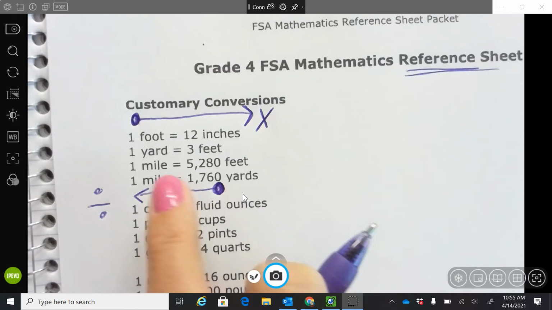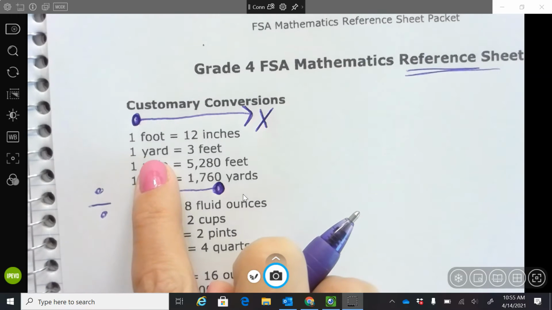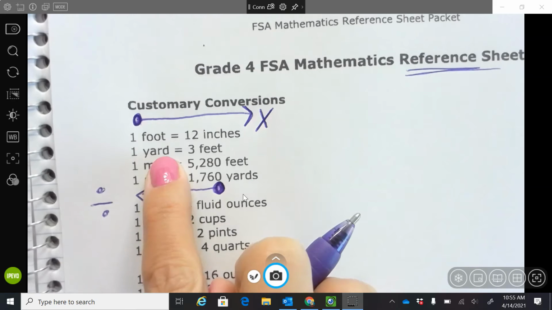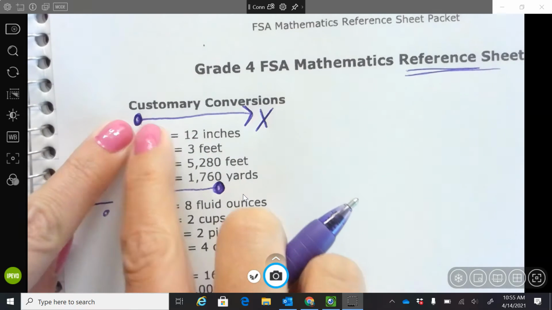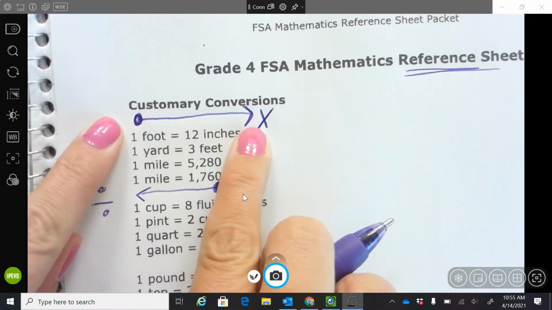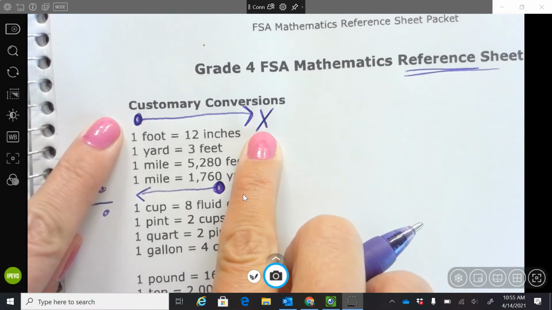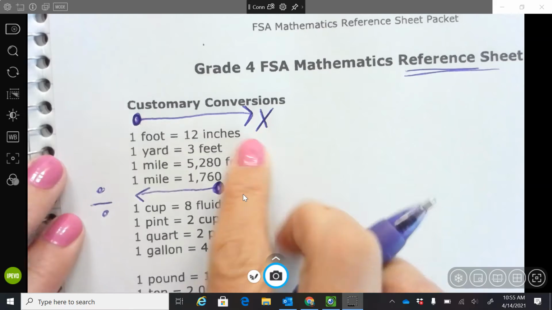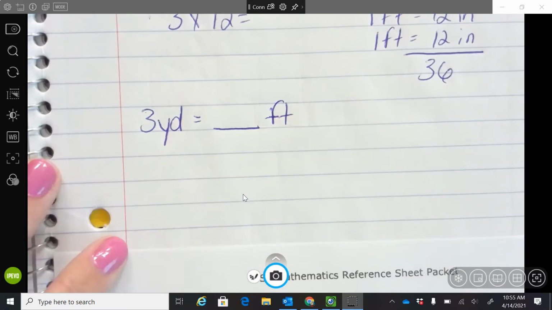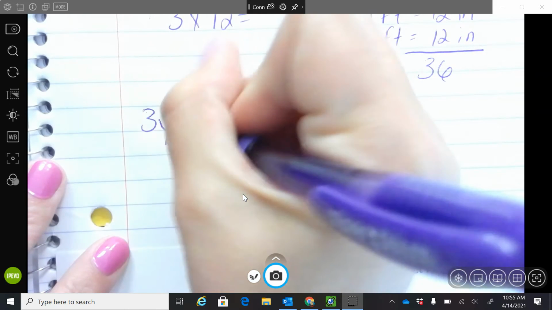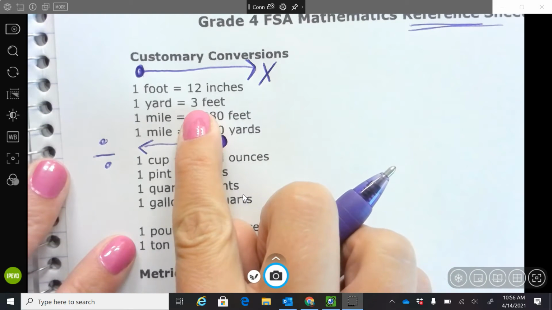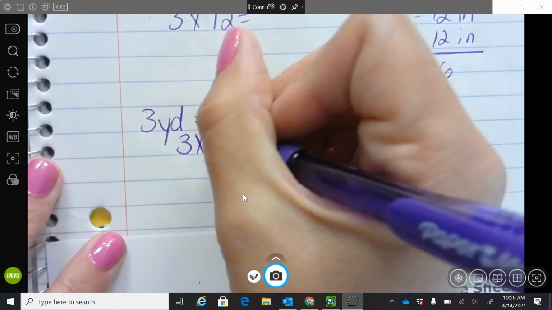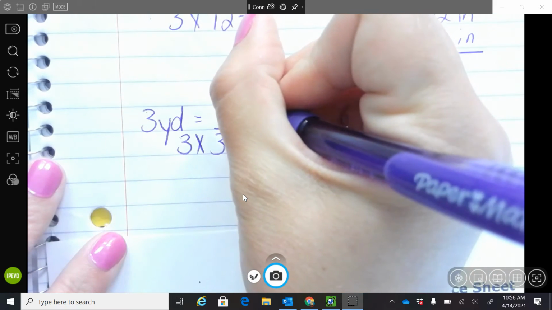Multiply. Look here too. You're starting at yards and you're going to feet. What does it say here, Noah? If you're starting here and you're going here, what operation are you going to do? Okay, we're doing practice. I want you to just listen. So we're going to do 3 times, how many feet are in 1 yard? 3. So 3 times 3 is 9.